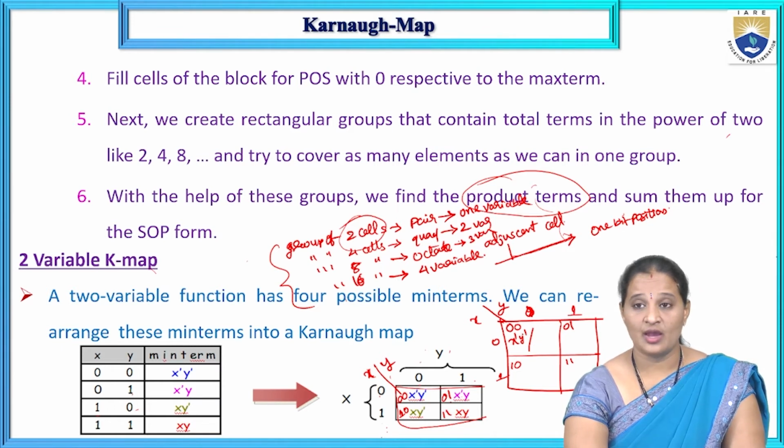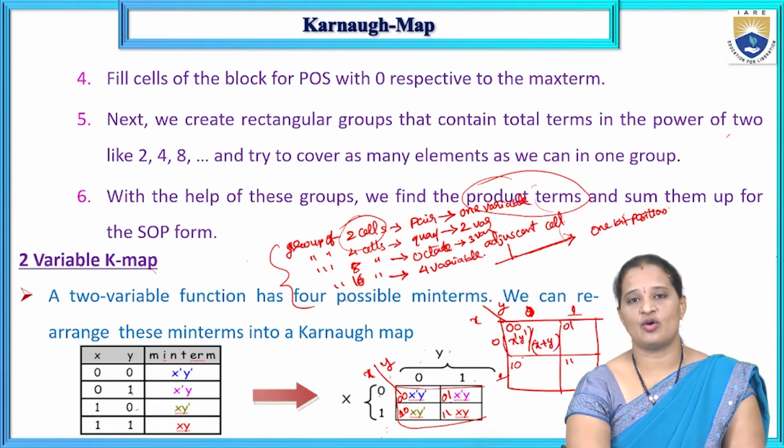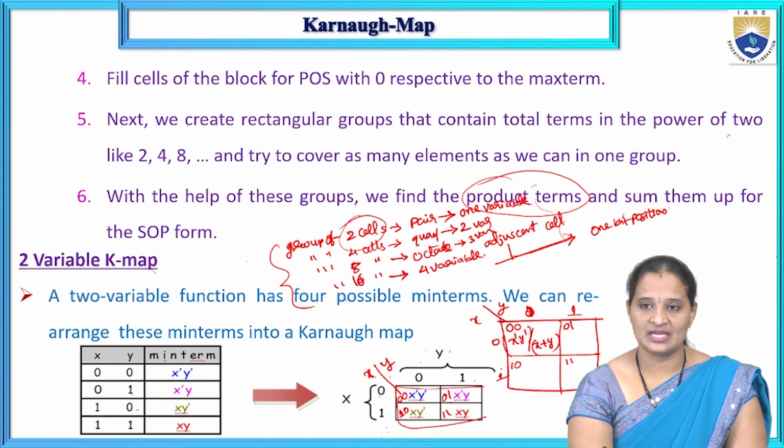Max term will be opposite. So that is the sum term. I can write the sum term by taking the variable in its true form if its value is 0. So this is x plus y, x complement y complement. That means this cell represents a minterm x complement y complement and also a max term x plus y.